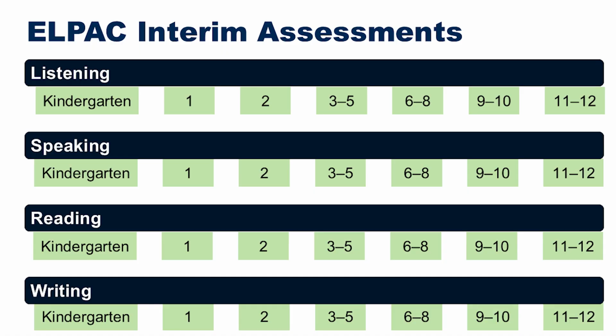The ELPAC interim assessments are administered online to students, with few exceptions. The writing domain interim assessments for kindergarten through grade 2 are administered on paper, like their summative ELPAC counterpart. Each interim includes about half the number of items than on the summative ELPAC, with all summative task types covered between the 2 versions of each interim assessment, called Form 1 and Form 2.